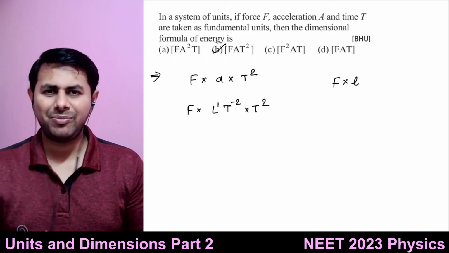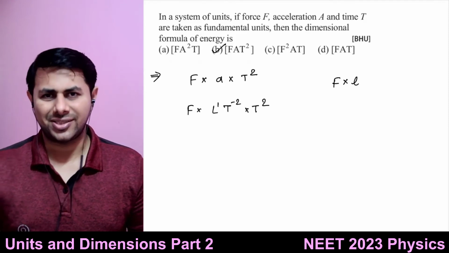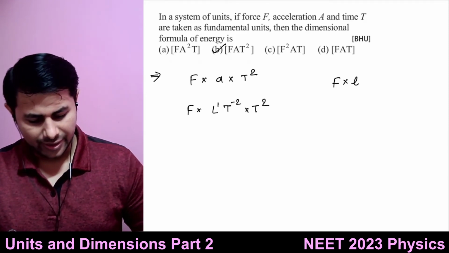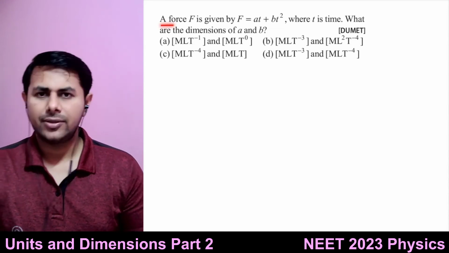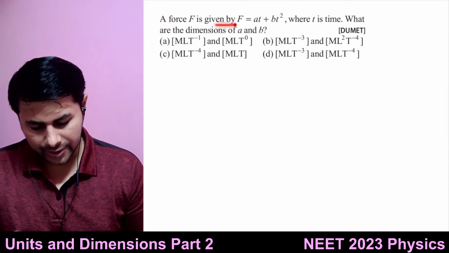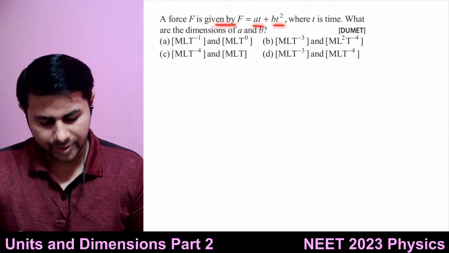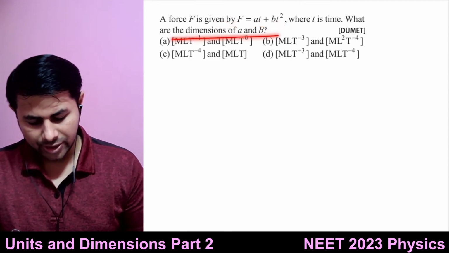So by the time you reach the second option, you got the answer. Okay, all right, next one. The next one is: a force is given by F equals AT plus BT square. What are the dimensions of A and B?